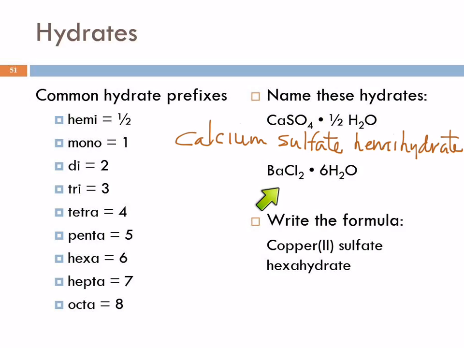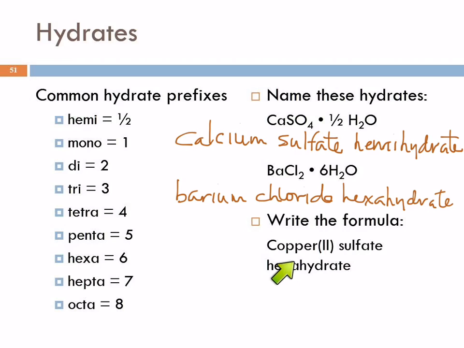How about this guy? Barium chloride. Barium doesn't need a Roman numeral. Hexahydrate. How about this one? Copper 2 sulfate hexahydrate. What would that be?